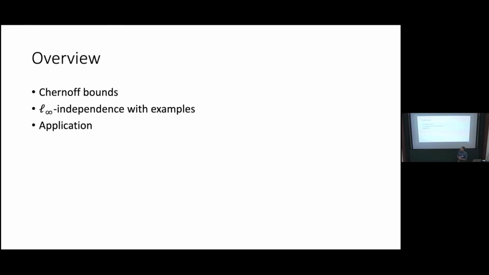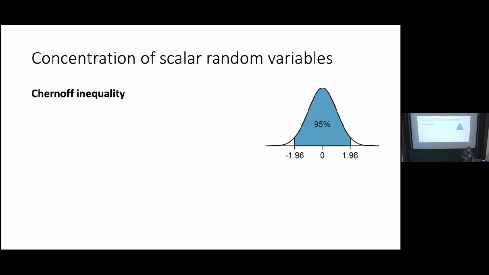So I will start by saying what we mean by Chernoff bound, and then I will define when a probability distribution is said to be L-infinity independent and give some examples. And finally, I would like to give you an example of how we can use such bounds for an application in computer science.